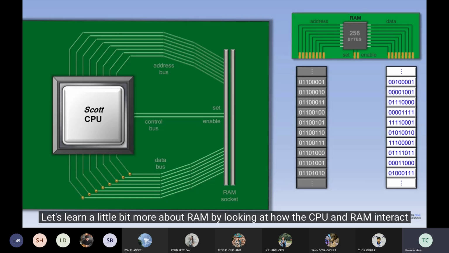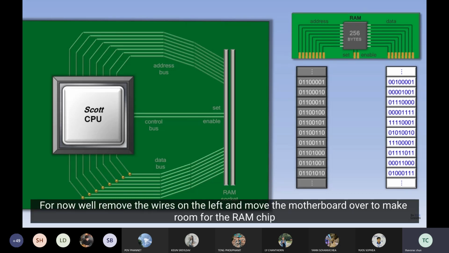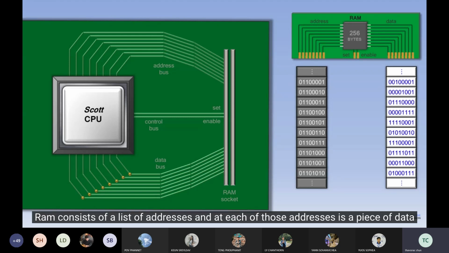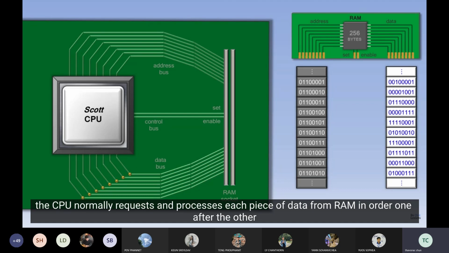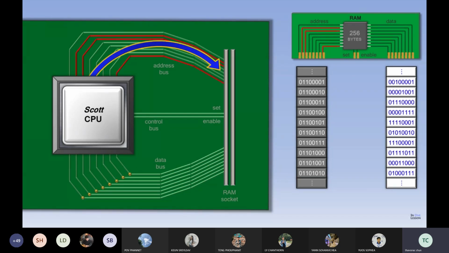The CPU normally requests and processes each piece of data from RAM in order, one after the other. However, if the CPU is instructed to pull data out of order, it can do so. That is why it's called Random Access Memory. The data can be accessed randomly if it needs to be, although normally it's accessed in order. When the computer first starts running a program, it sends an address to RAM to begin retrieving that program.